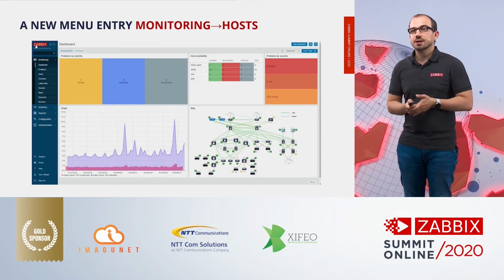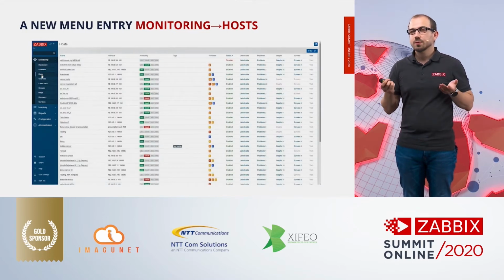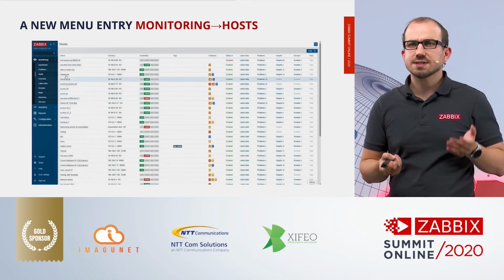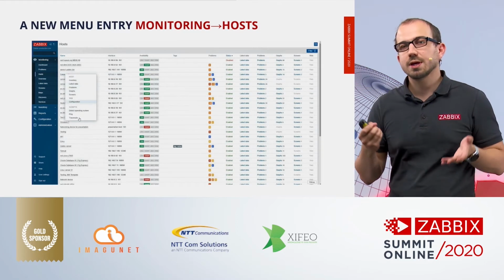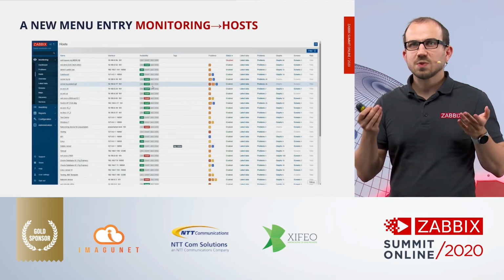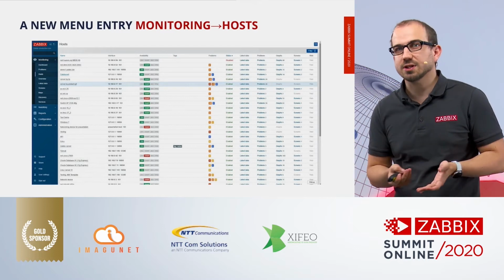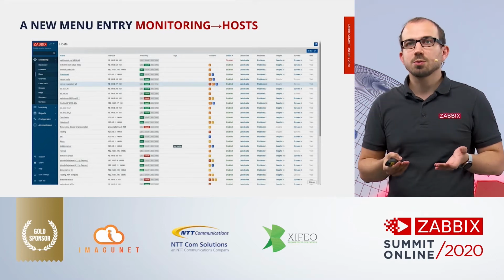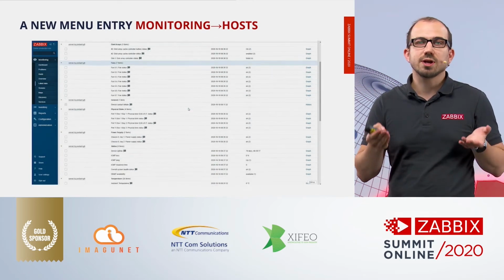Now we introduced a new menu, which is located in the monitoring hosts section. So what can we actually see there? We can see a lot. We can see a list of our hosts, and we can even click on them and go to their configuration or see some specific real-time data. We can see the main interface, of course. We can see the status and the availability of the host. We can see the list of the problems and their severity. And of course, we can see if the host is enabled.